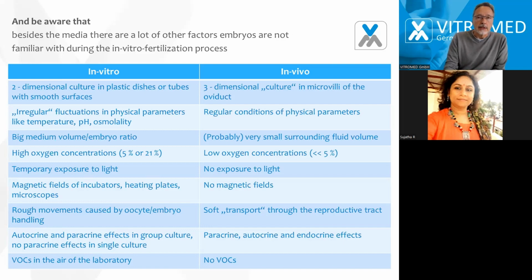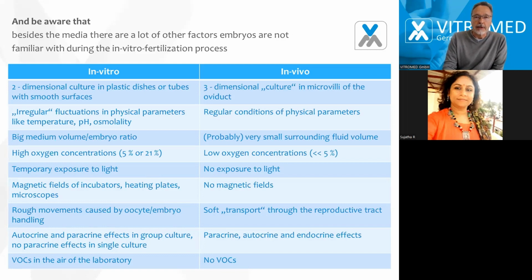Sometimes when we take the embryos out, they get in contact with light. In the body, they never get in contact with light. We put them in incubators and heating plates and microscopes, and they all have magnetic fields that in the body are not present. We also do rough movements when we take out dishes or when we handle them with pipettes and so on. But in the body, we have a soft transport through the reproductive tract. And one last point, oh, sorry, the second last point.